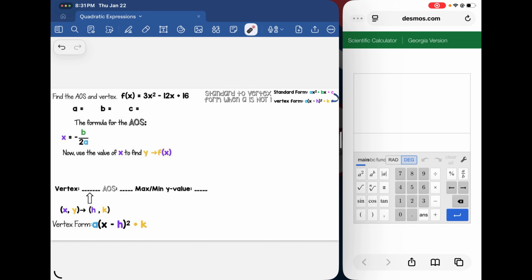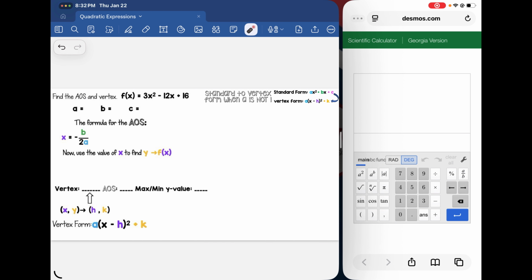All right, guys, today we are going to continue converting from standard form to vertex form. Yesterday we did it when our a value was always equal to 1 by a process called completing the square. Today your a value will not be 1, so we're going to use a different method. This method works whatever your a value is, so you might prefer this over what we did yesterday.